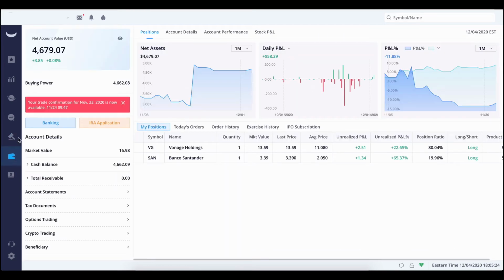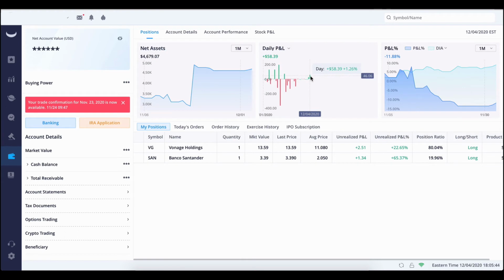Next we have account, which here, whoa, I have so much money. Let's hide all that information. Here we can see an overview of my account. It's really great. I really like it. Net assets. Daily P&L. I've been on a losing streak, but that's okay. It's part of the plan. You know, I can take it. I'm in it to win it.